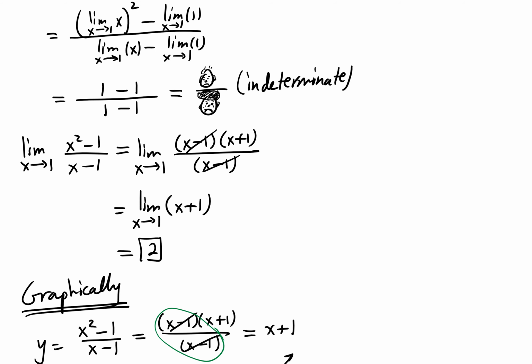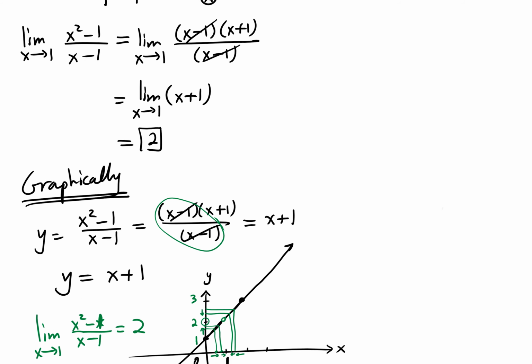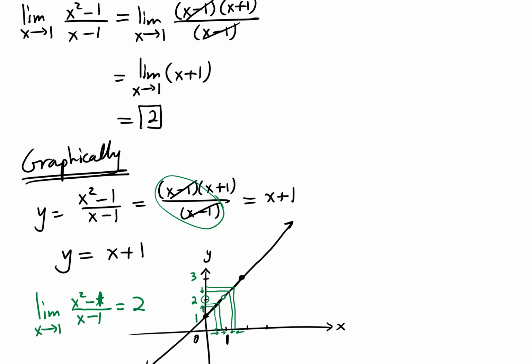Graphically, what's going to happen on the graph? If you look at this function x squared minus 1 over x minus 1, notice you can cancel the x minus 1 and that will give you just a straight line x plus 1. Do you see that? Just y equals x plus 1. And that x plus 1, we may graph it. It's a straight line. The only thing, at x equals 1, there's a hole. Do you see that hole in green? Because we canceled the x minus 1. There's a hole there at x equals 1.